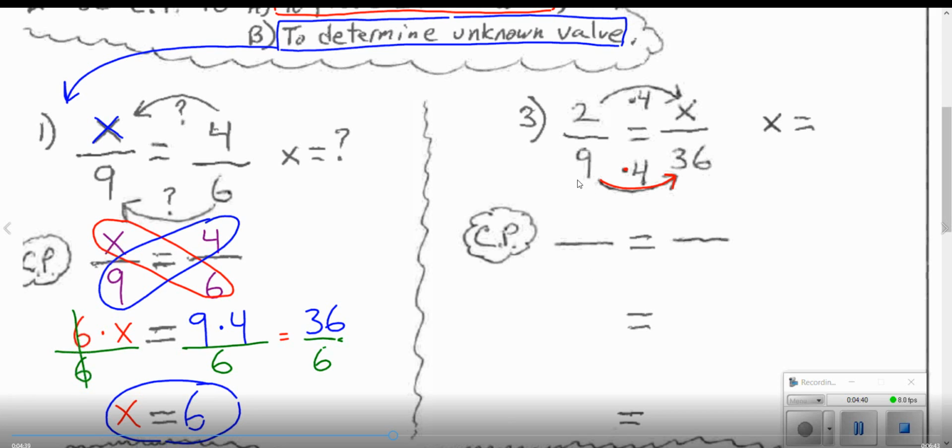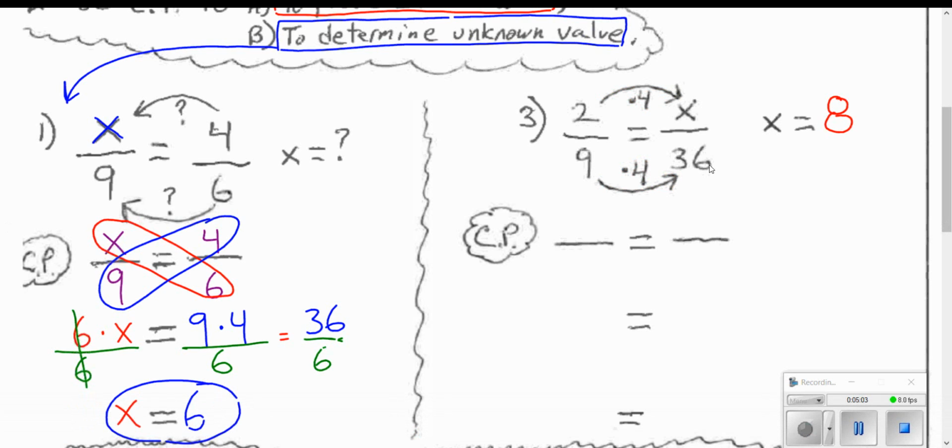Okay, let's do this other one to the side. Now this one here, you could see that 9 times 4 is 36, and 2 times 4 would be my answer, right? I'm scaling it up. I'm making it larger. And so you know the answer is 8. This is one that you could do without using cross products. But let's practice using cross products now.